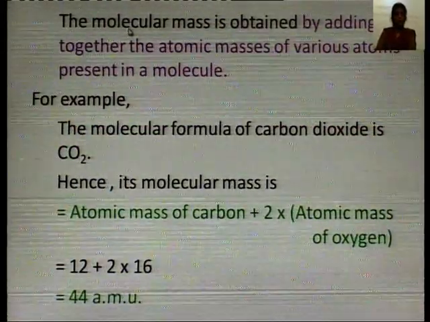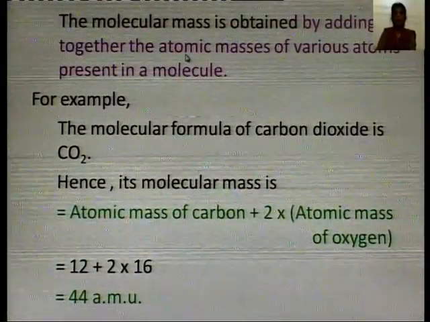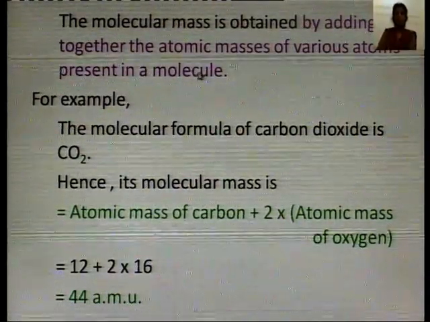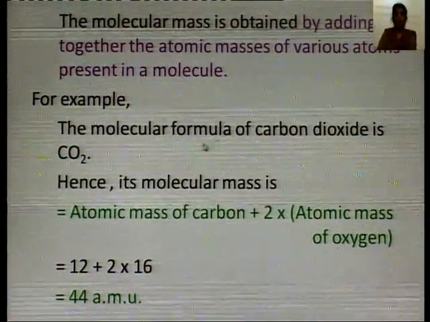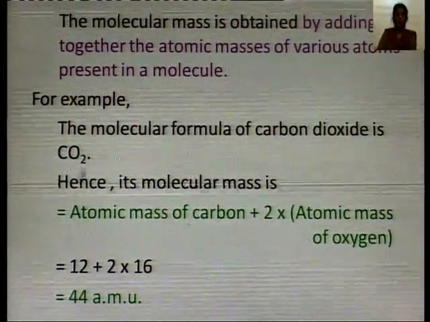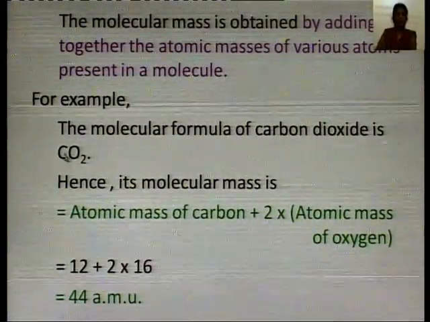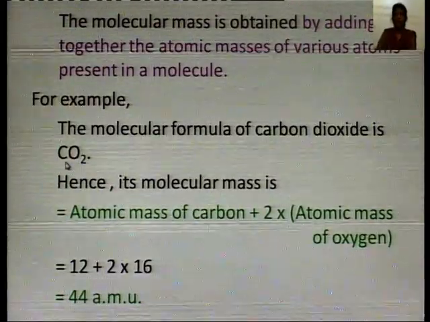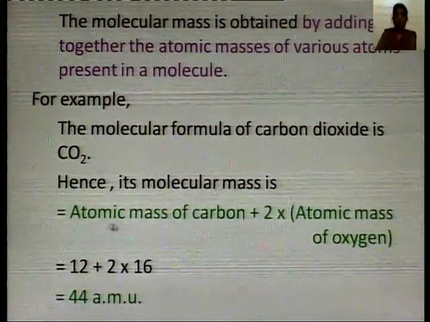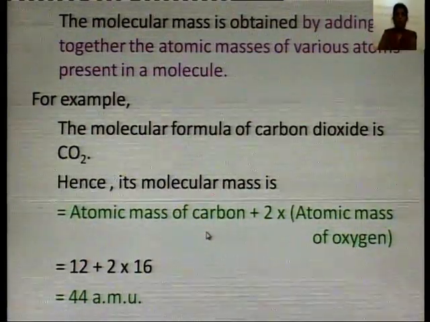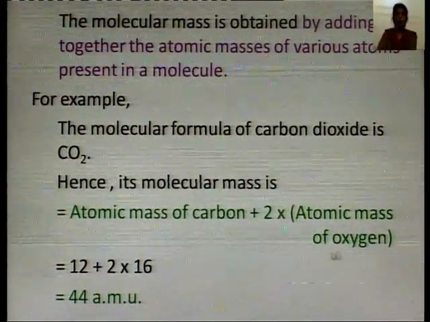How to obtain molecular mass? The molecular mass is obtained by adding together the atomic masses of the various atoms present in a molecule. For example, the molecular formula of carbon dioxide is CO2. So, its molecular mass can be calculated by adding the atomic masses of all the atoms present in this carbon dioxide. So, this is equal to atomic mass of carbon plus 2 into atomic mass of oxygen.